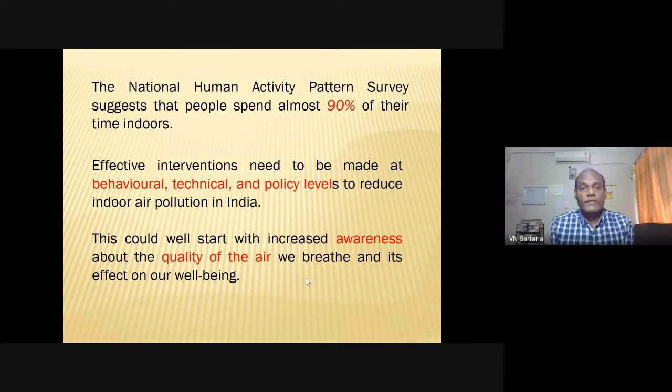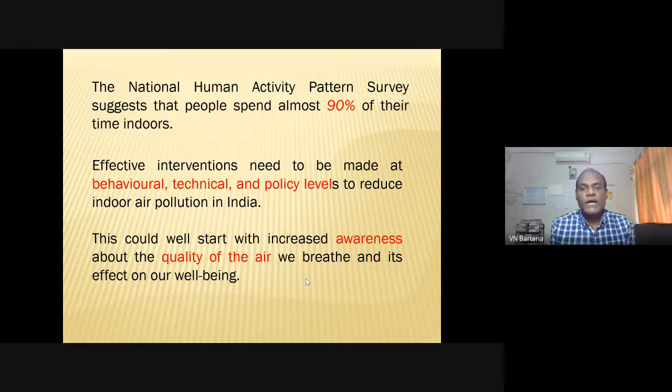Effective interventions need to be made at behavioral, technical, and policy levels to reduce indoor air pollution in India. Now, how can we get good indoor air, or reduce indoor air pollution? That can be done at behavioral levels, technical levels, policy levels. So we can adopt good technology, or good policy may provide us reduced indoor air pollution in India.